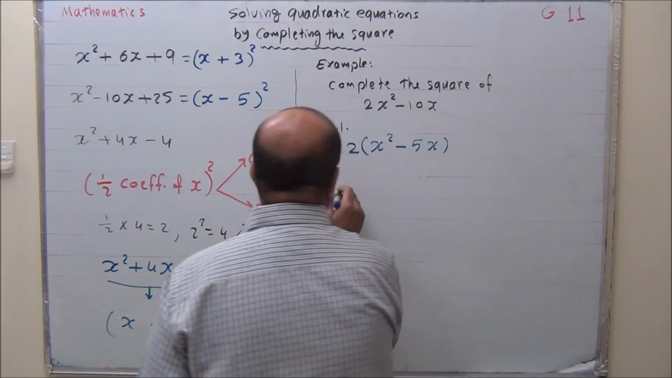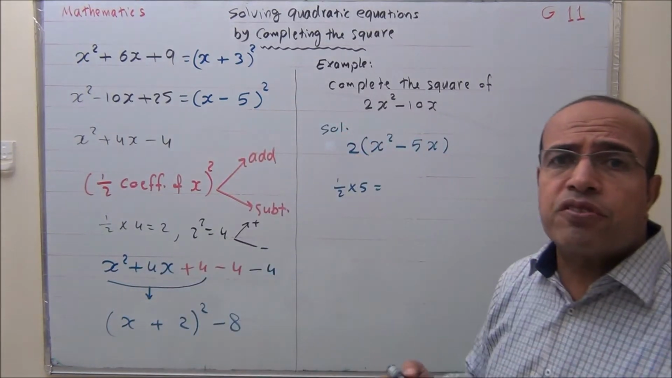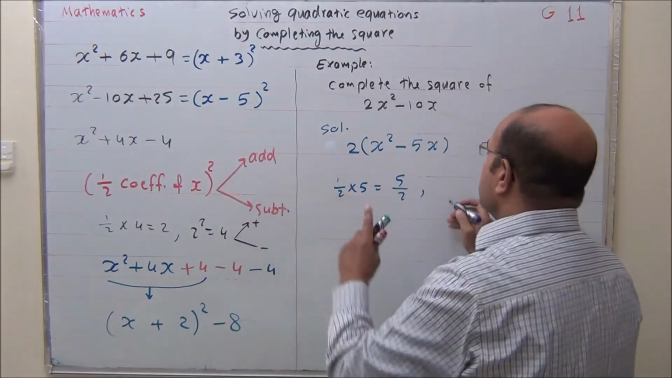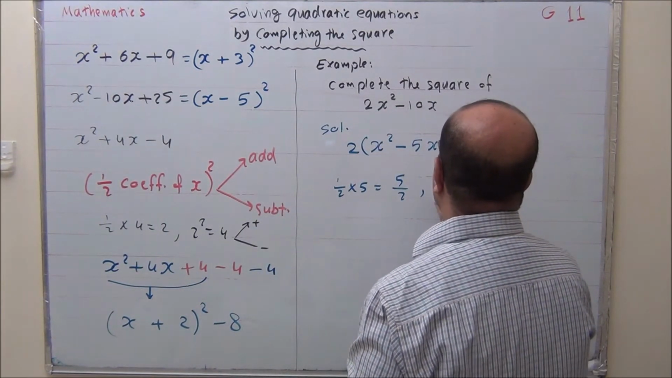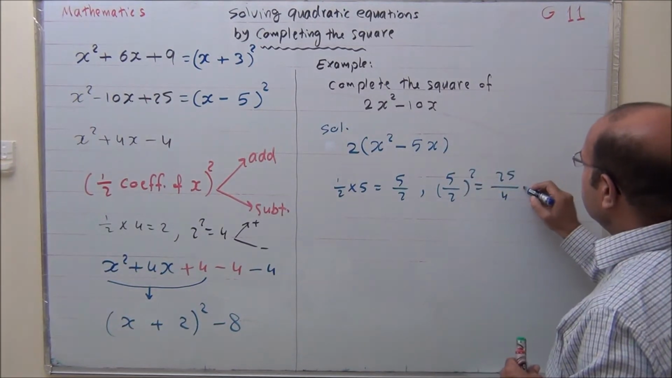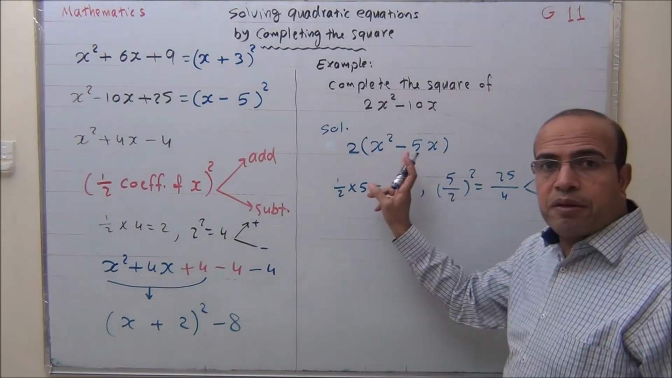So we say half multiply by 5. Half times 5, it's 5 over 2. And then we square it. We square 5 over 2. So 5 over 2 squared equals 25 over 4. We take this number and add it and subtract inside the bracket.